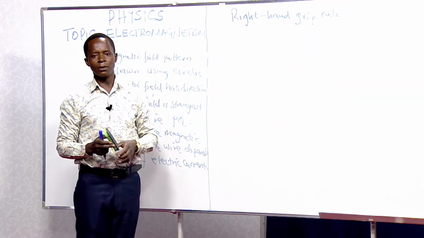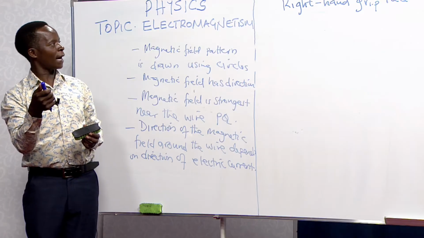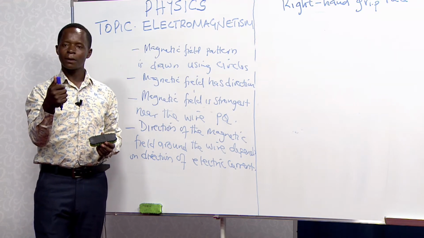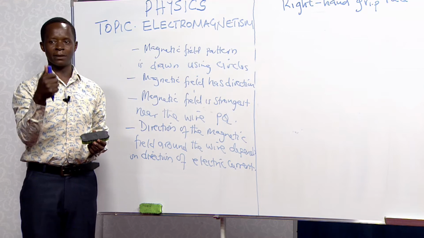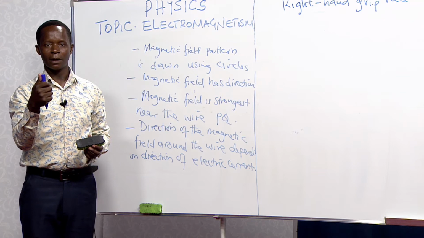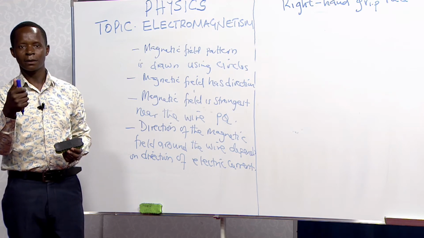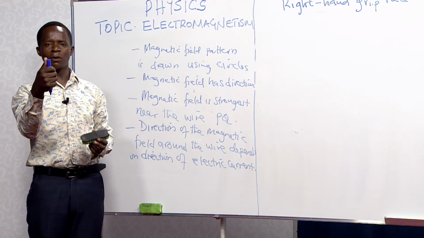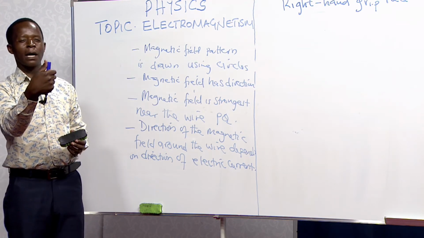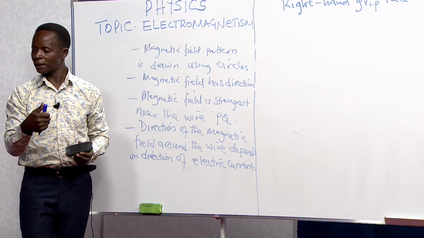So the right hand grip rule states that if a wire carrying current is gripped with the right hand, so that the thumb points in the direction of electric current, then these fingers curve in the direction of the magnetic field.